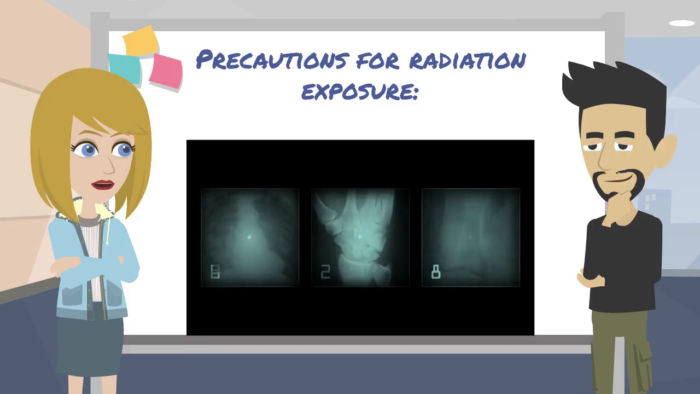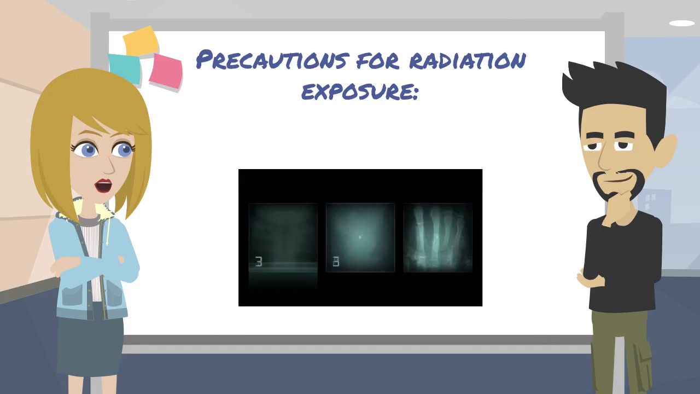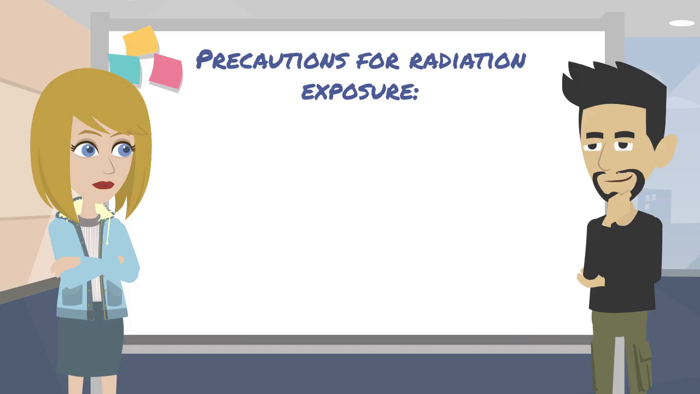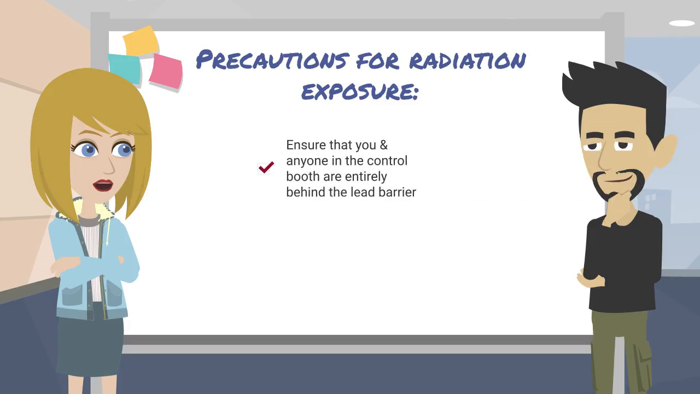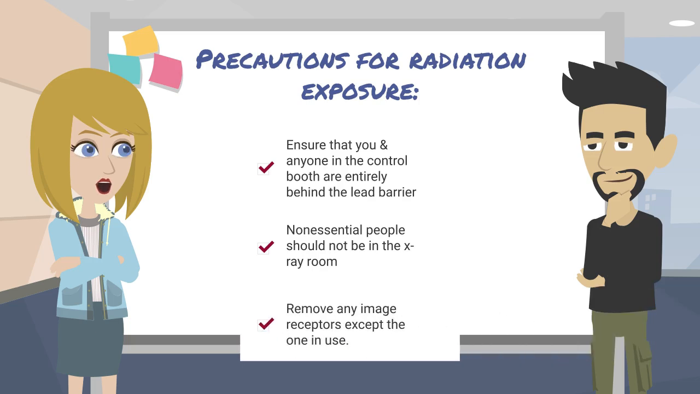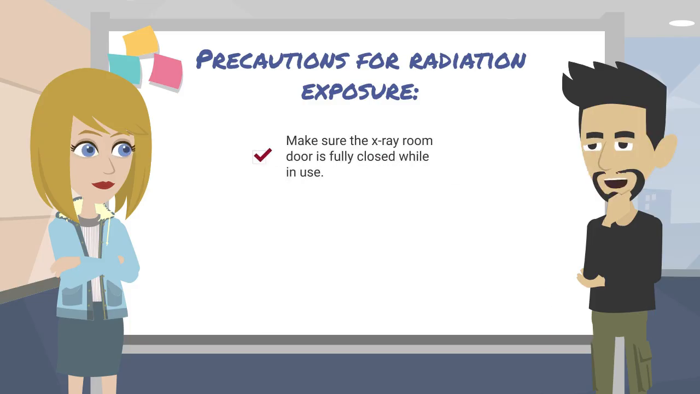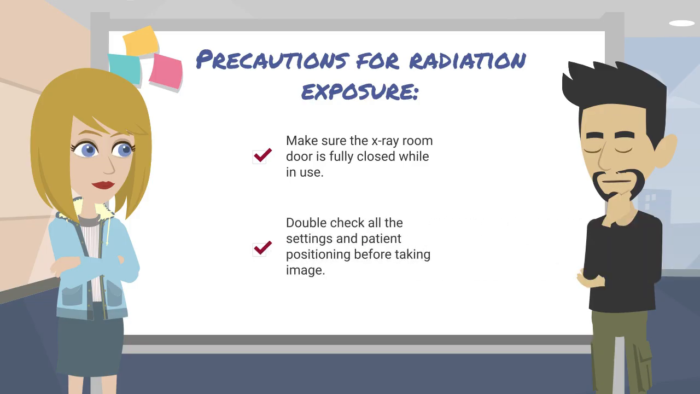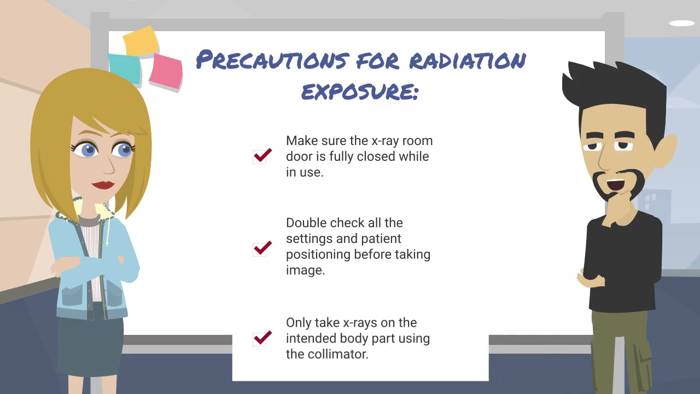Here are specific practices that you should follow every time an exposure is taken. Ensure that you and anyone in the control booth are entirely behind the lead barrier. Non-essential people should not be in the X-ray room. And remove any image receptors except the one in use. Make sure the X-ray room door is fully closed while in use. Double-check all the settings and patient positioning before taking images. Only take X-rays of the intended body part using the collimator.